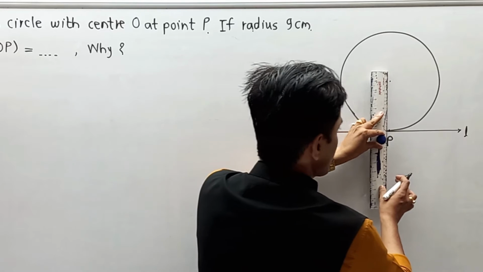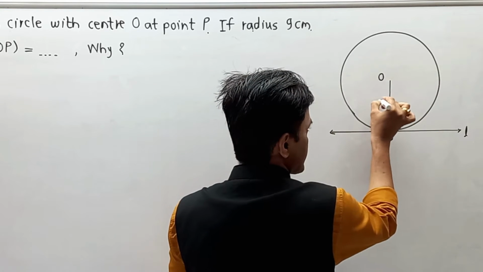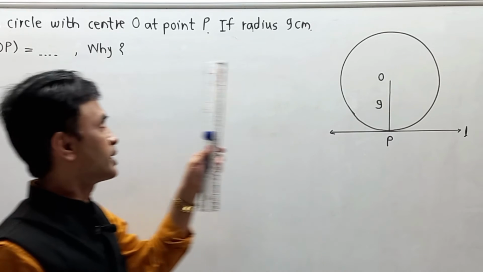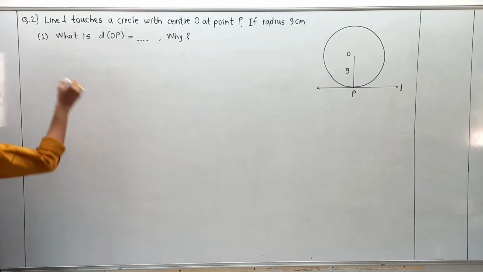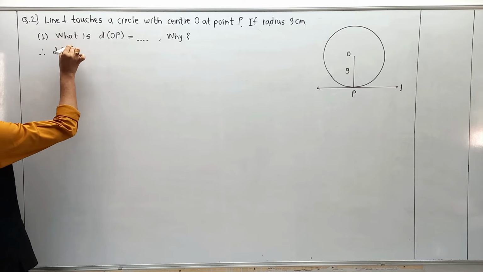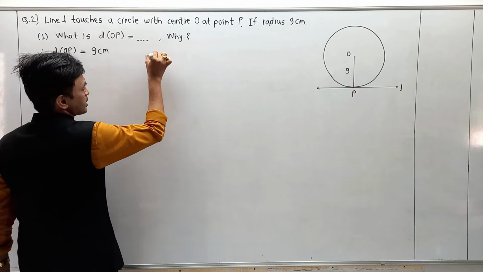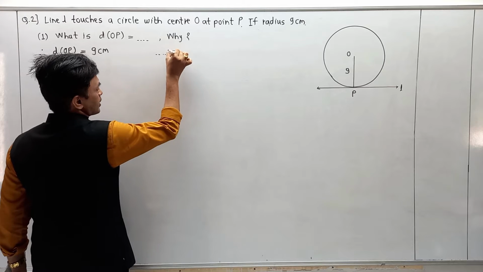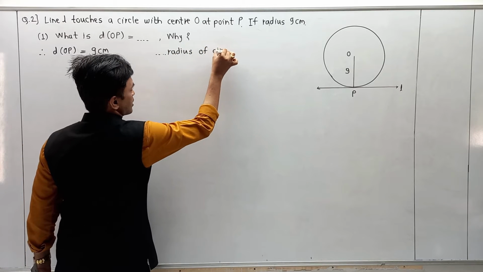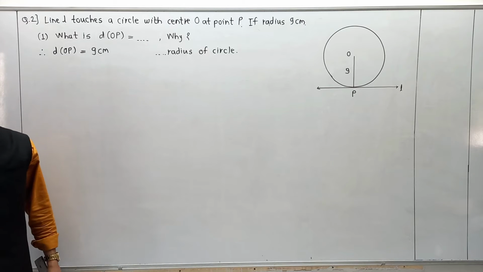So first of all, I am going to join OP, and definitely it is 9 centimeter because it is the radius of the circle. So I am going to write the answer here. Therefore, distance OP is equal to 9 centimeter. Reason: radius of circle. And in this way, we can complete the first question.